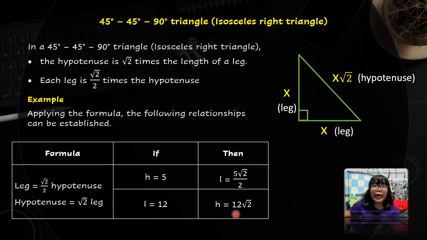Okay? So, hypotenuse to leg, you need to multiply the hypotenuse by square root of 2 divided by 2. Leg to hypotenuse, you need to multiply the leg by square root of 2. Understand? So, that is for your 45, 45, 90-degree triangle or isosceles right triangle. So, the key term there is square root of 2 actually. It's just multiplying the given by square root of 2 or dividing the given by square root of 2. So, it depends. Let us have the other special right triangle, the 30, 60, 90 triangle.